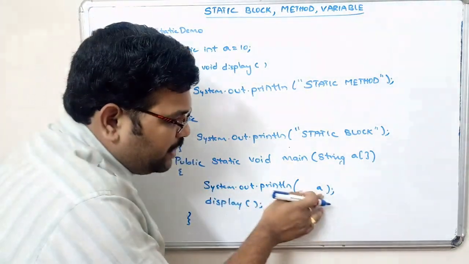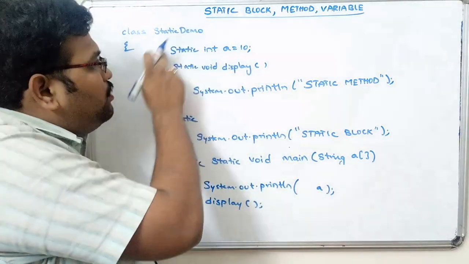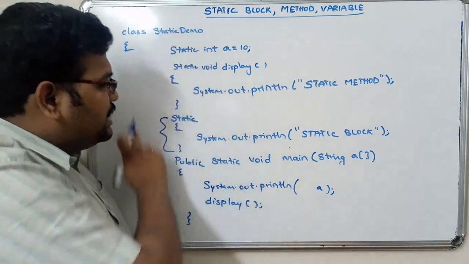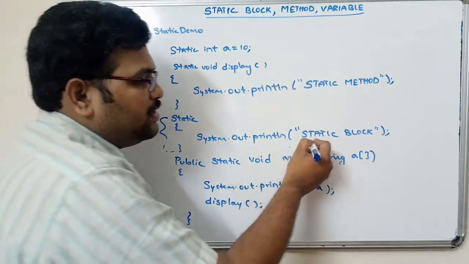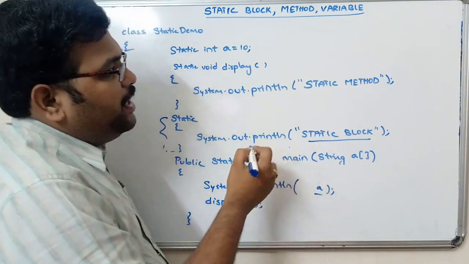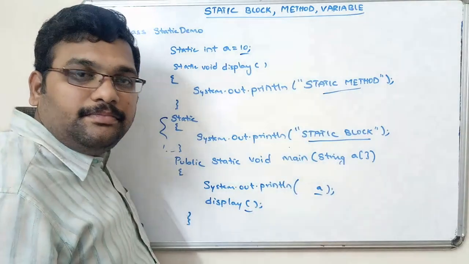So here we are printing the A. A is a static variable which belongs to this class. So automatically there is a reference to this class, and the static block will be executed. So the output for this one is: static block, A will be printed as 10, and the display static method.